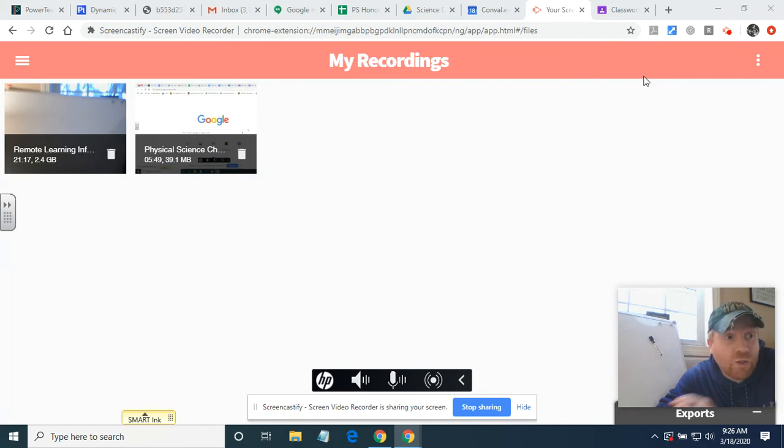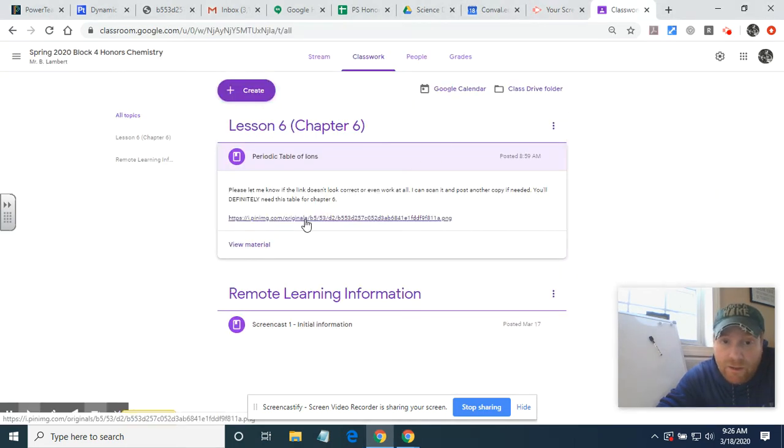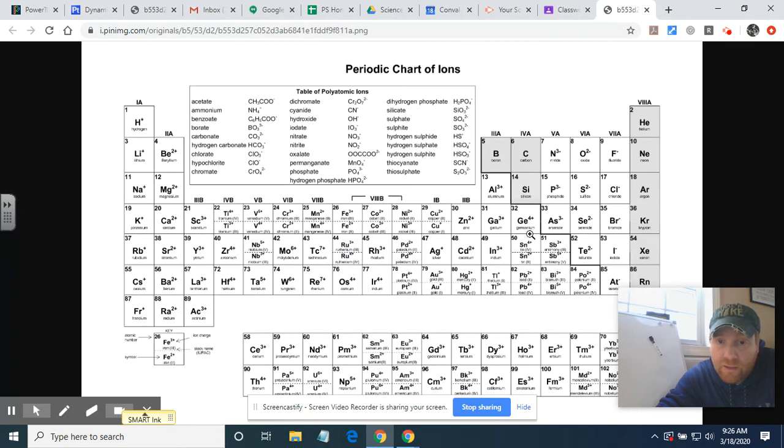But anyway, I'm going to do these in small sections. This is lesson 6, 6.1 ions. What I did was I shared with you in Classroom a periodic table of ions. You should see it right there. Everything's here. Notice that we're talking about how elements will either gain or lose electrons to form stable compounds.